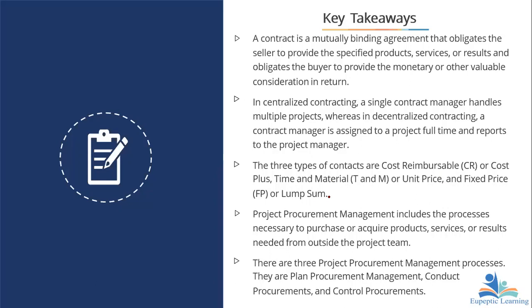Now, the procurement management processes include the processes necessary to purchase or acquire products, services, or results needed from outside the project team. And there are three key processes within project procurement management: plan procurement management in the planning process group, then conduct procurement, which belongs to the executing process group, and then control procurement, which lies in the monitoring and control process group.